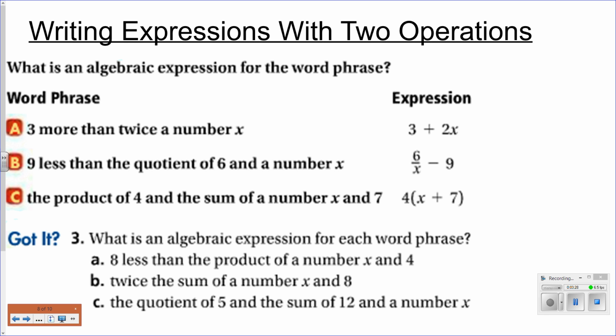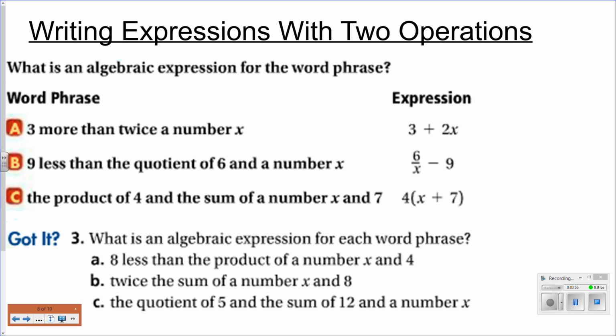And then writing expressions with two operations. So here are 3 more examples. So 3 more than twice a number x is 3 plus 2x. 9 less than, so since it's 9 less than, you're subtracting 9. The quotient of 6 and a number x. And remember, when we see quotient, that means division. And so 6 comes on the numerator, x is on the denominator.